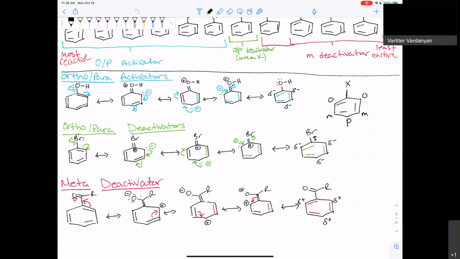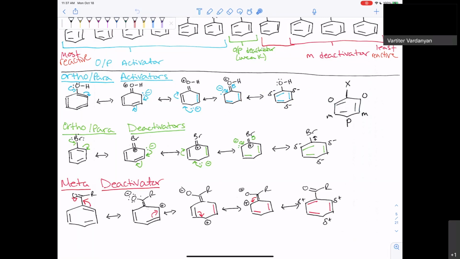Donating group. Cool. It has a lone pair of electrons. Awesome. So when we do resonance, we donate those electrons into the ring, and we do resonance all the way around the molecule. And what's important to note is that the charge that goes around the ring is what? Negative or positive? Negative. Cool. So that negative charge that forms during resonance on the ortho and para positions is going to give you a delta minus on the ortho and para position.